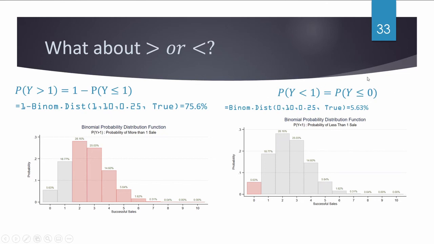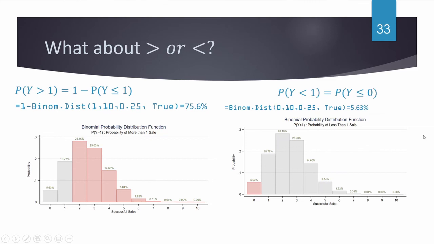Similarly, we could come over here and ask what the probability is that she makes less than one sale. Well, the only way to make less than one sale is if it's less than or equal to 0. So the way I would write this is binom.dist of 0 out of 10 successful sales with a 25% chance of making a success, comma true. Give me the cumulative probability here.